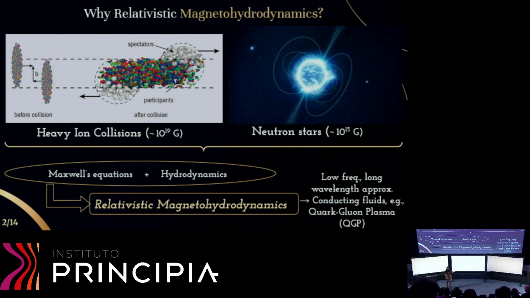And since magnetic fields of the highest order are being created during this collision, we consider the interaction of the magnetic field with this quark-gluon plasma, and hence the framework of relativistic magnetohydrodynamics. To put it simply, relativistic magnetohydrodynamics is a low frequency, long wavelength approximation that couples Maxwell's equations with the framework of relativistic hydrodynamics to explain the macroscopic behavior of highly conducting fluids, for example, quark-gluon plasma.